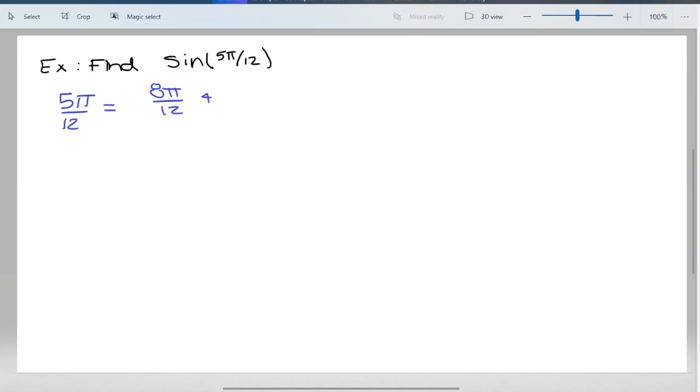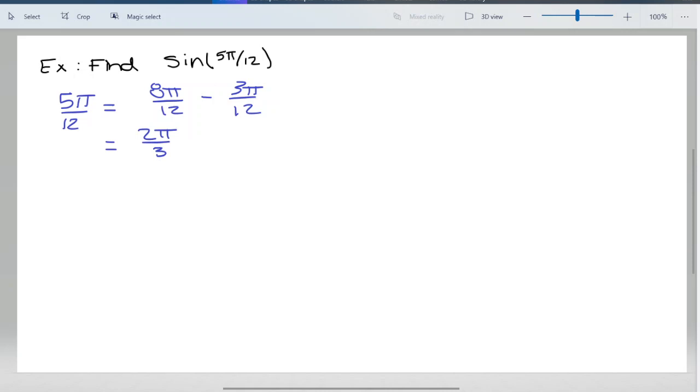And, of course it's subtraction. So minus 3 pi over 12. Now you can see that this will subtract to 5, right? 8 minus 3 is going to give us 5. But is this going to reduce to something that is a special angle? So here when you reduce, you're going to get 2 pi over 3.